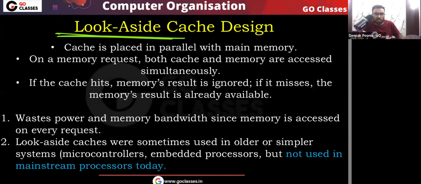Now let's discuss what is look aside cache design. The name itself is telling you look aside. Actually, in this look aside cache design, we don't put the cache memory between CPU and main memory. We put the cache memory in parallel with main memory. So this is the difference between look through and look aside. In the look through, we put the cache memory between CPU and main memory, so we always have to go through the cache memory. But in the look aside cache design, we don't put the cache memory between CPU and main memory. We put the cache memory in parallel with main memory.